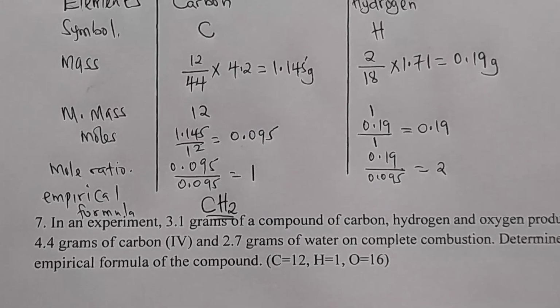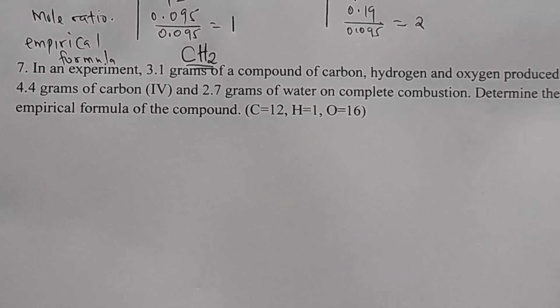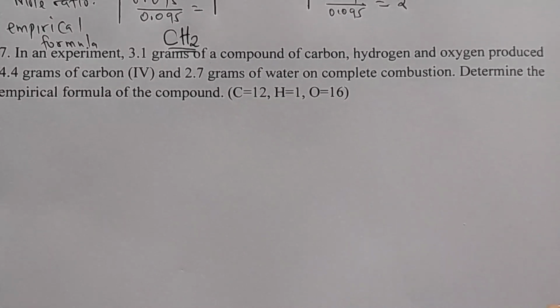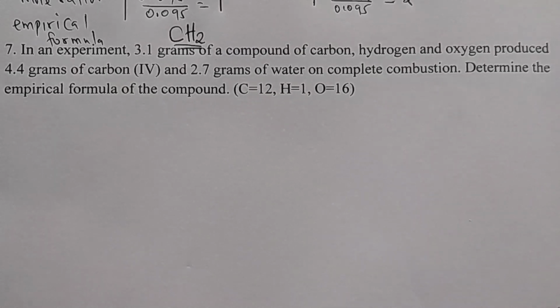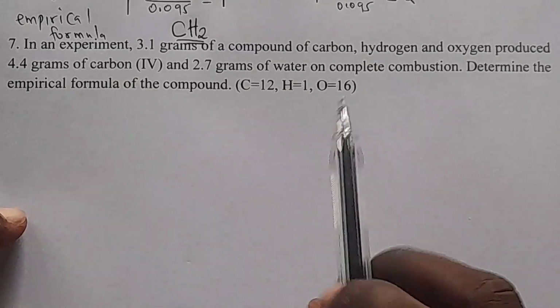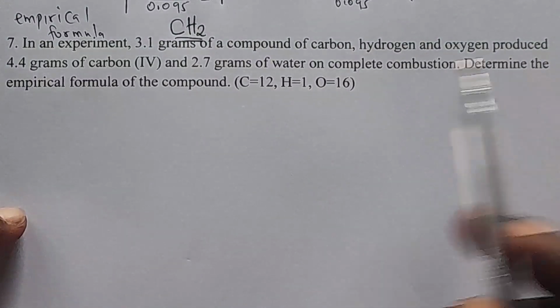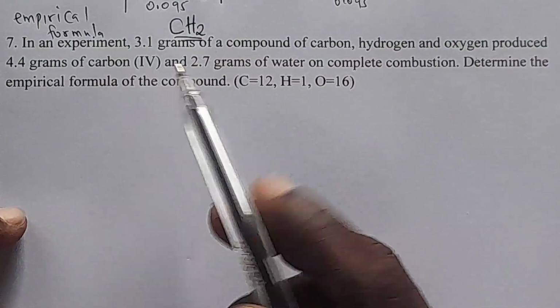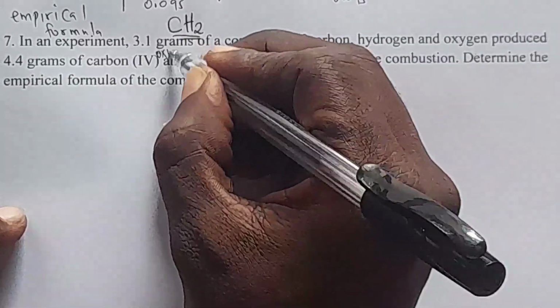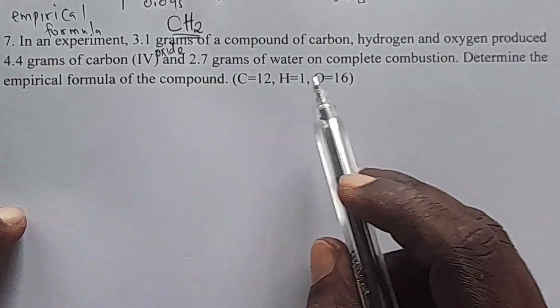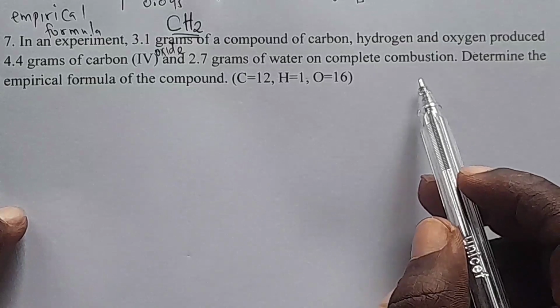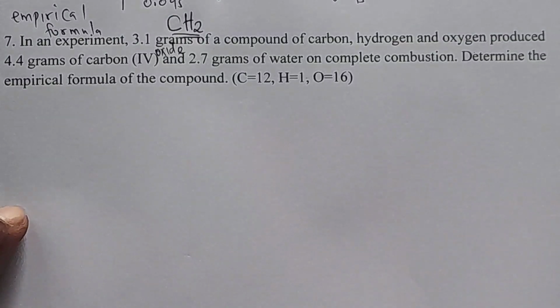Okay, CH2. So example 7, we are going to go again to see a similar question like the one we have done now. In an experiment, 3.1 grams of a compound of carbon, hydrogen, and oxygen produced 4.4 grams of carbon dioxide and 2.7 grams of water on complete combustion. Determine the empirical formula of the compound.